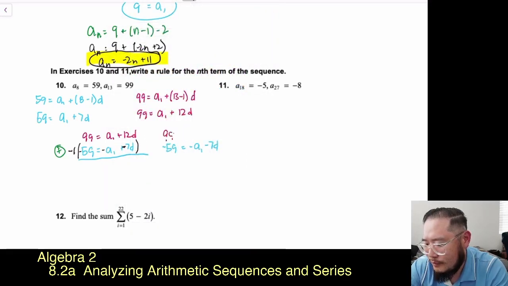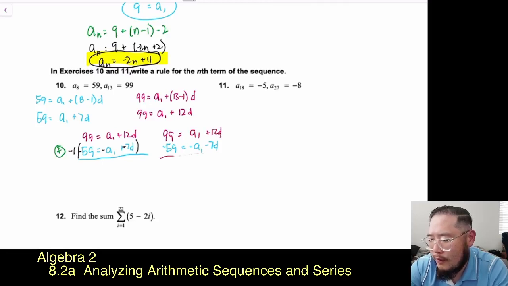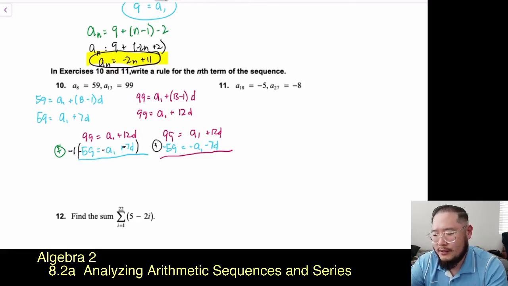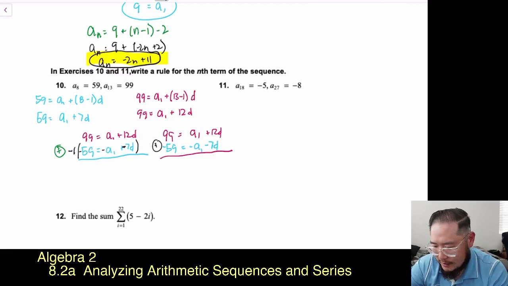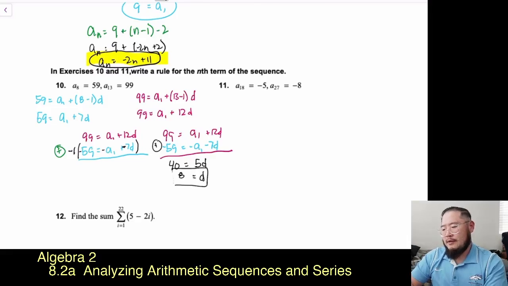And so by using the addition method, a sub 1 disappears, and I could find my common difference at least. All right, so let's do that. 99 plus negative 59 ends up getting me 40, and that's equal to 5d. So let's get d by itself, and d is equal to 8.